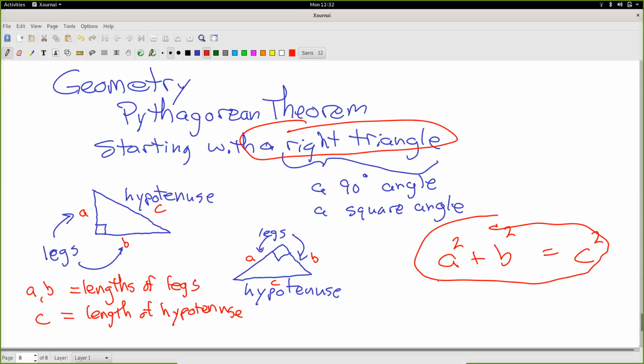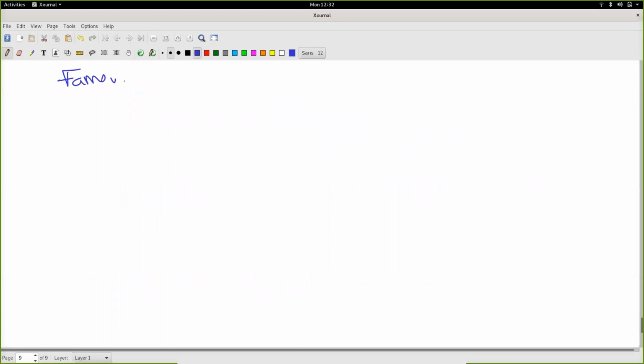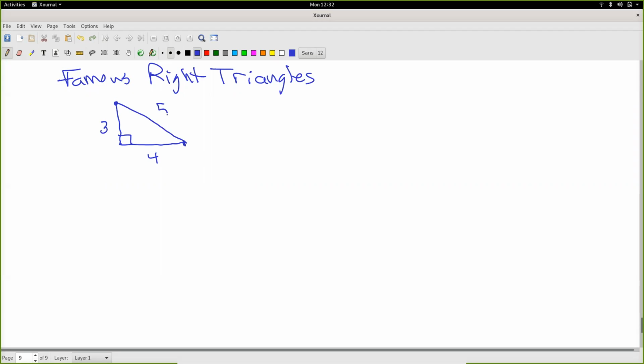You can't have a right triangle that doesn't meet this equation, and if a triangle does meet this equation, it has to be a right triangle. So a couple famous right triangles. The most famous is a triangle that has one leg that is a 3, the other leg is a 4, and as long as that's a right angle there with the 3 and the 4, then the distance between the endpoints there, that diagonal, that hypotenuse, is always going to be 5.